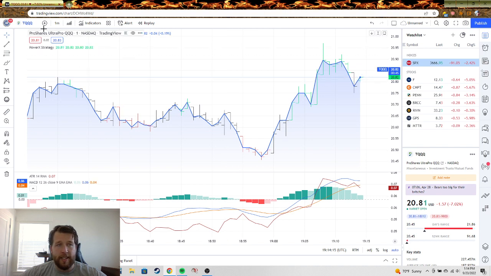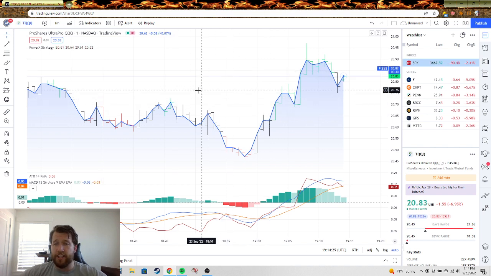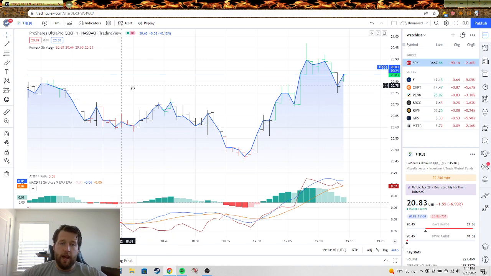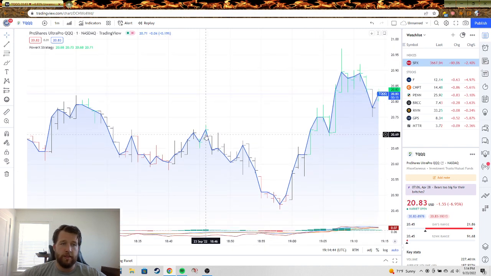So this is TQQQ, basically the S&P 500 leveraged three times. So basically what the market does, this is going to do by three times. I like backtesting day trading strategies on this just because there's a lot of big moves really quick, so there's a lot of opportunities. But the strategy is very simple. You only need one indicator. I do have some stuff going on down here, but it's not relevant for this. I'm actually just going to make that a little smaller.